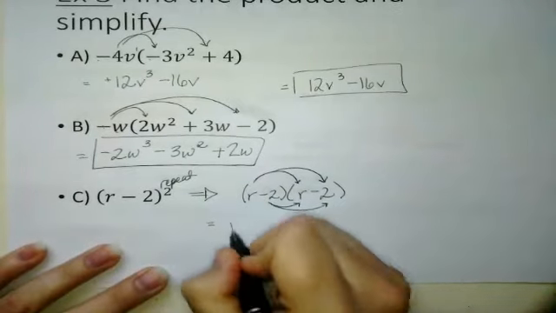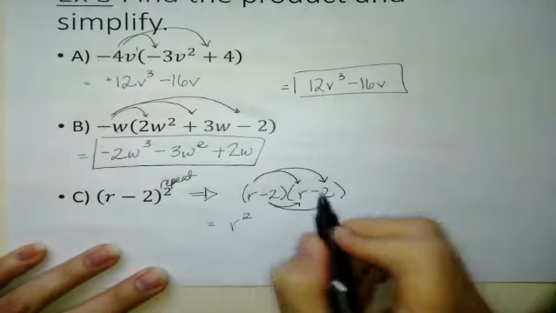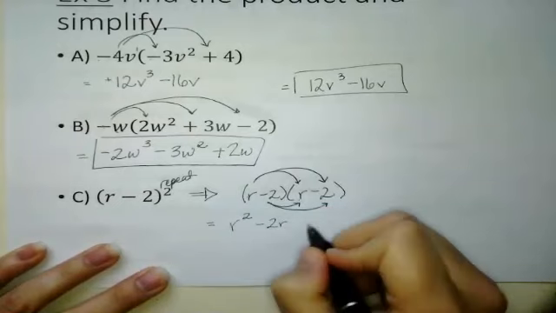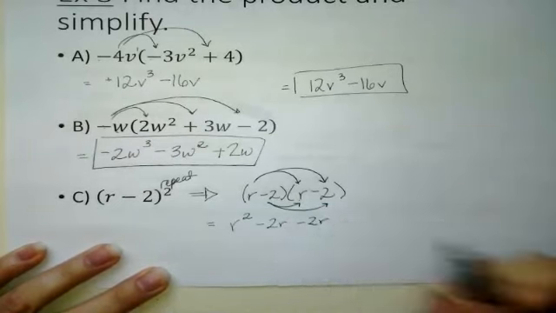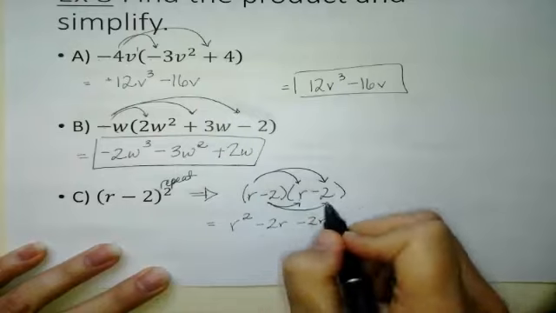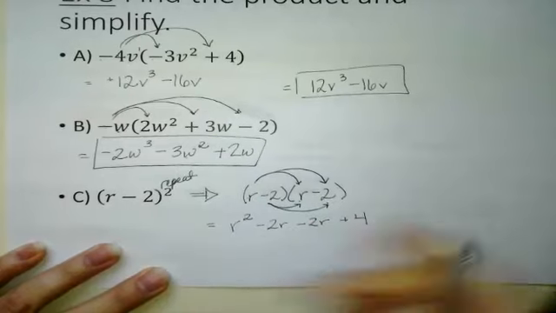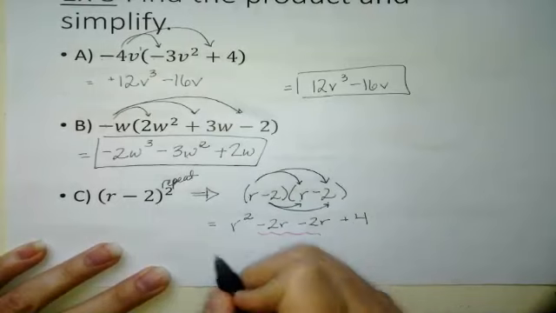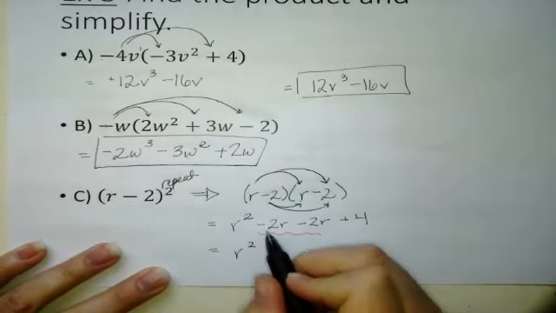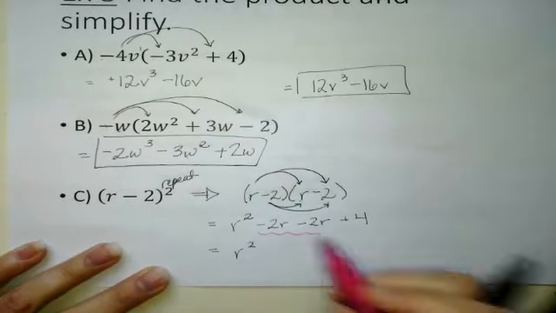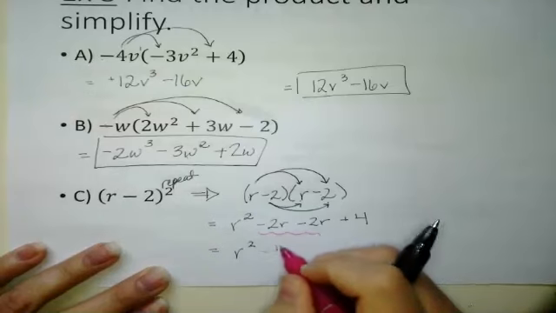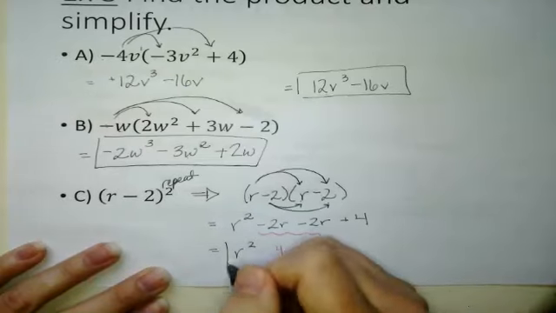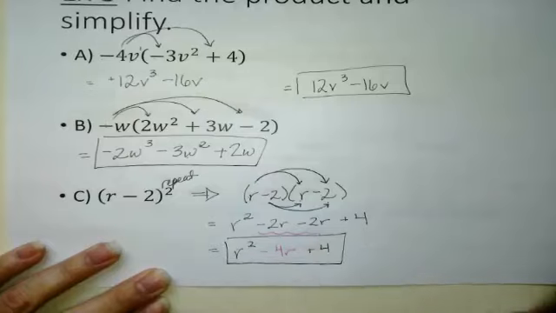So r times r is r squared. R times negative 2 is negative 2r. Negative 2 times r is, again, another negative 2r. And negative 2 times negative 2 is positive 4. And on this one, we can combine like terms. So I get r squared. Negative 2r and negative 2r is negative 4r's. And then we have our plus 4. So here is our simplified answer.